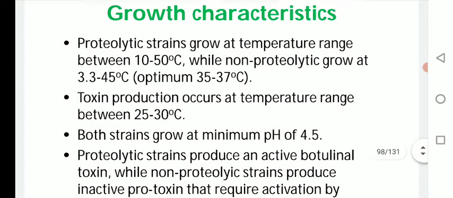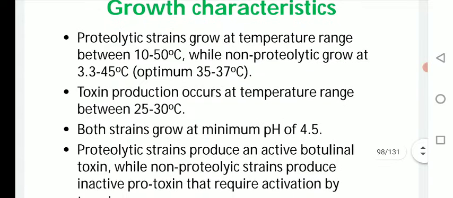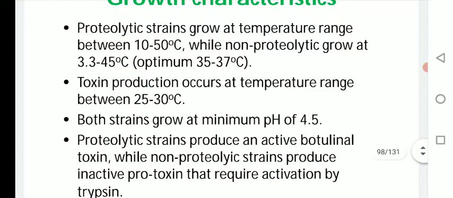So as far as growth characteristics are concerned, proteolytic strains grow at temperatures ranging from 10 to 50 degrees Celsius, while non-proteolytic strains grow at 3.3 to 45 degrees Celsius, and the optimum growth temperature for this bacteria is 35 to 37 degrees Celsius. That is, it grows almost at our body temperature. So toxin production occurs at temperatures between 25 and 30 degrees Celsius.